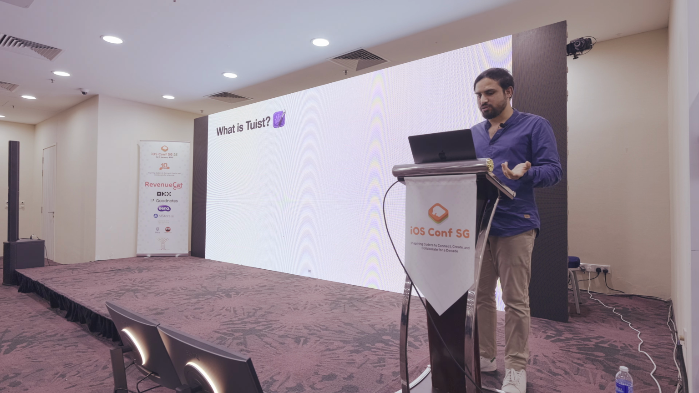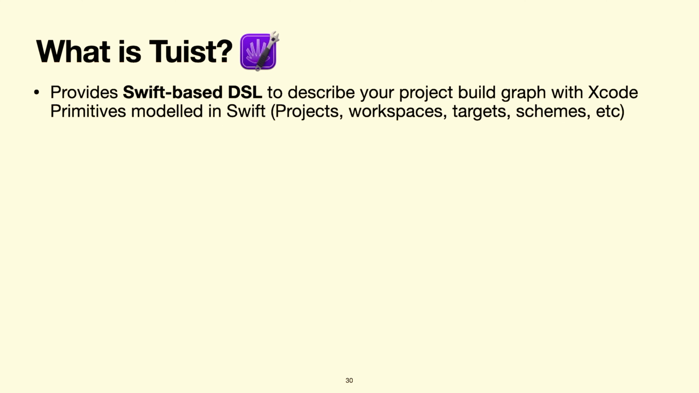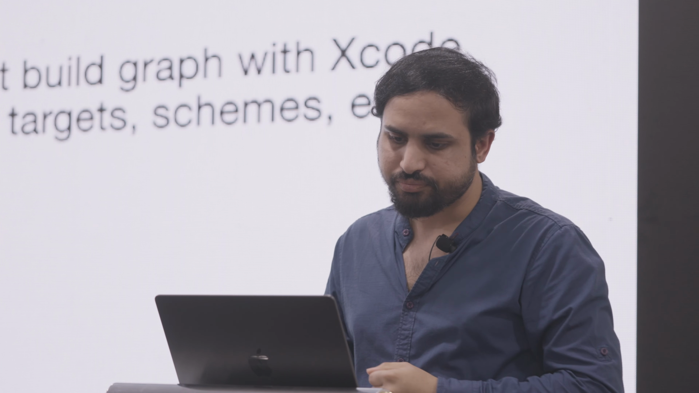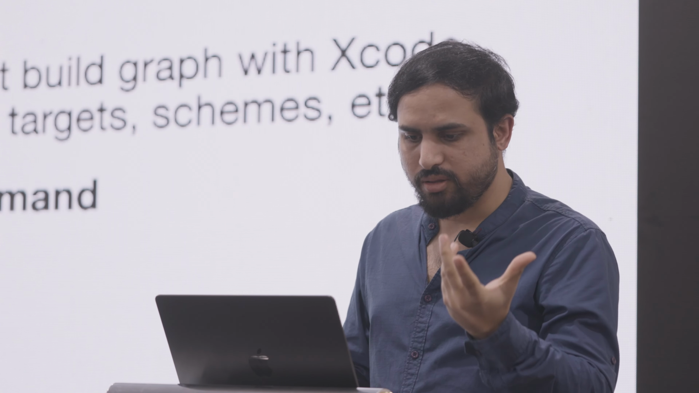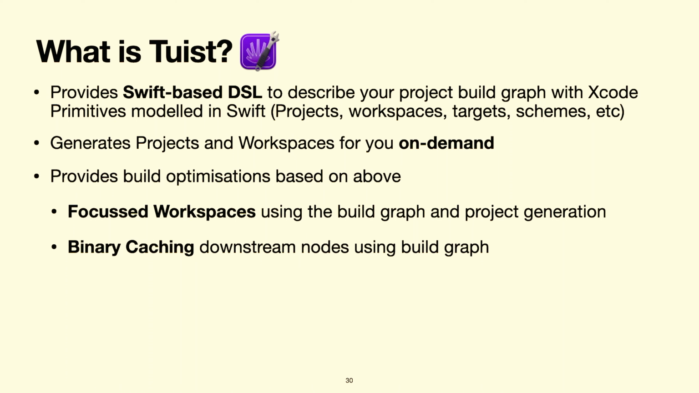So what actually is Tuist, right? At a bare minimum, as I said, it's a Swift-based DSL. But to put it in a more detailed way, it allows us to describe the build graph that I spoke about in terms of Xcode's primitives. And by Xcode's primitives, I mean projects, workspaces, targets, schemes, etc. in Swift language. Based on this, it generates the projects and workspaces for you on demand, and then provides build optimizations based on the graph that it generates.